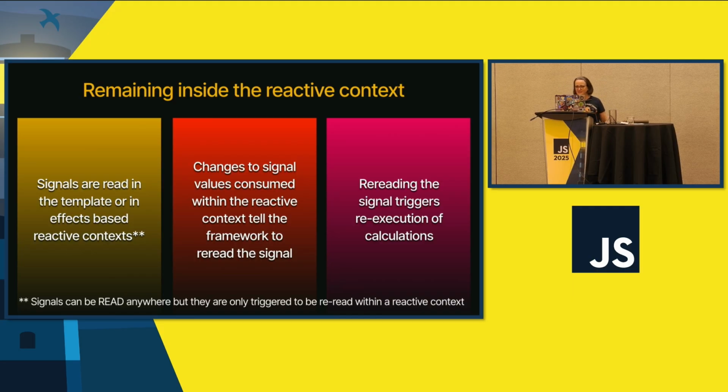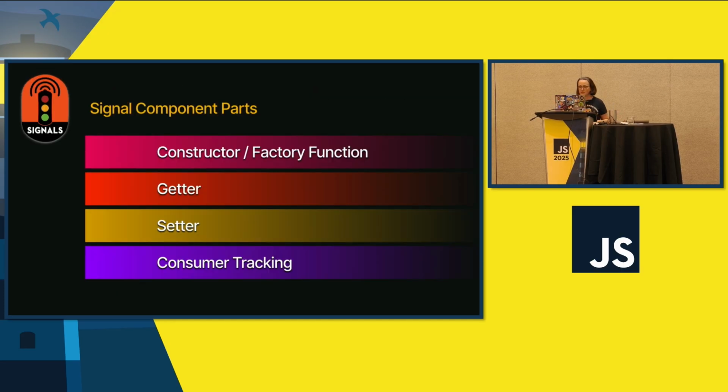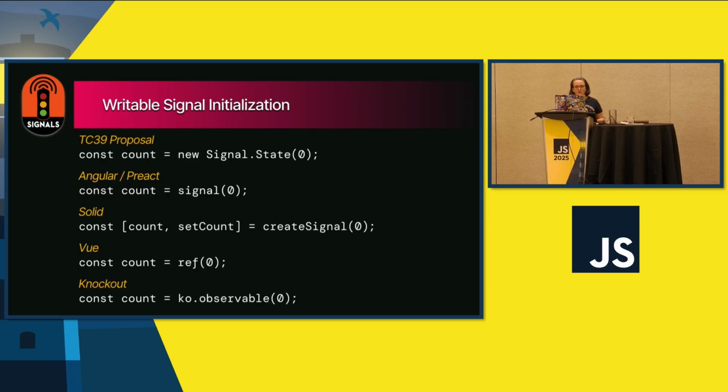So, okay. If we go back to our spreadsheet example, as our writable value changes, computed values are going to update, right? So if I change the cost per guest, the calculated values are going to change. So under the hood, signals have component parts. There's a constructor. Angular uses factory functions, but it's kind of the same idea. There's some way to make a new one. There are getters, a way to read the value. There are setters, a way to set the value. And then there's that consumer tracking layer under the hood.